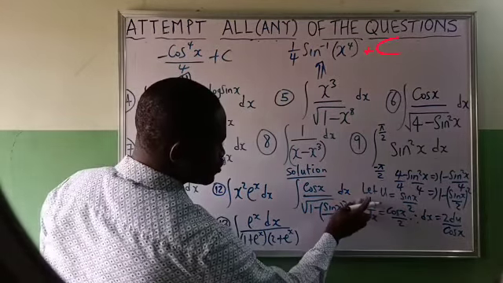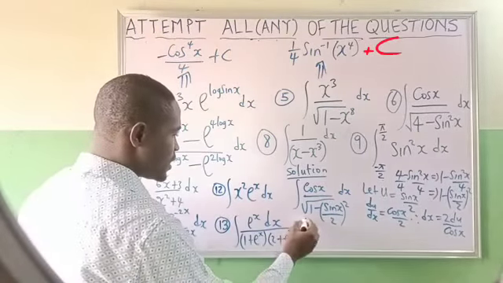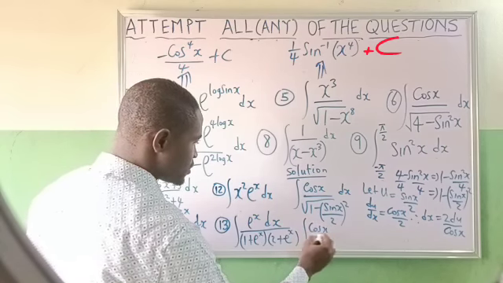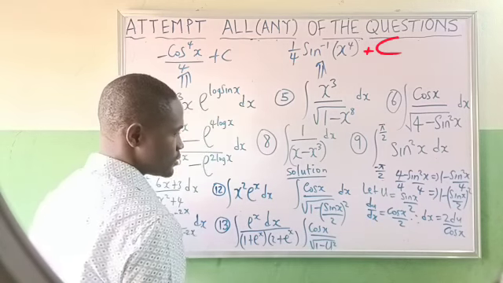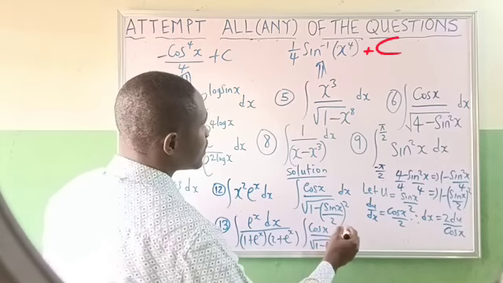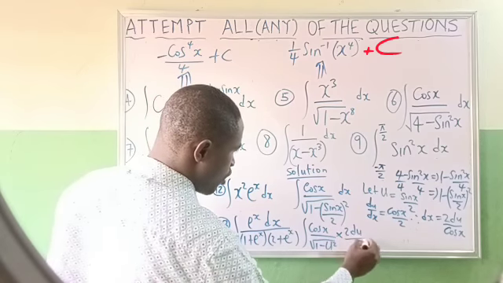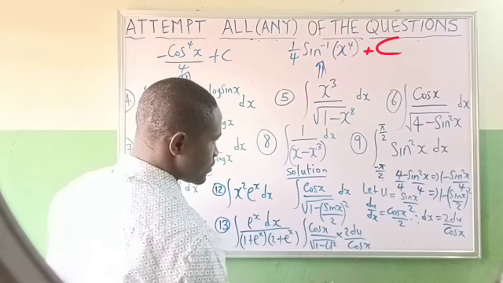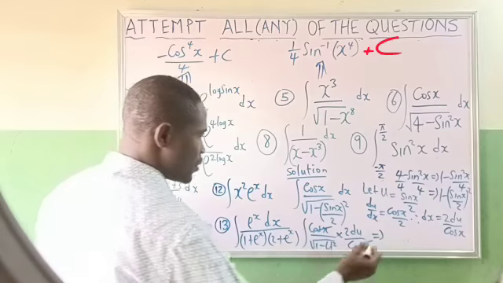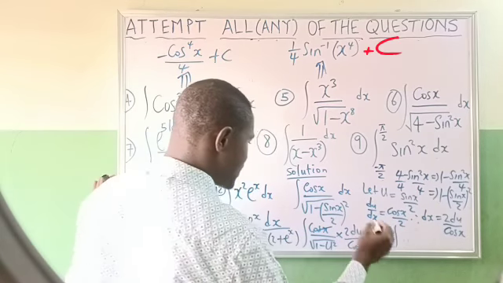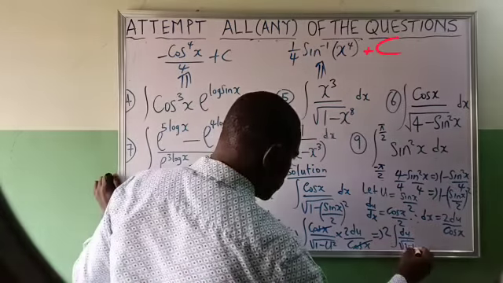This will come down. This time is 2 du, this will go up, this will come down. We carry it and put it here. We now say this means cos x all over square root of 1 minus u squared, times 2 du all over cos x. So I have to cancel this. We bring the 2 out: 2 integral du all over square root of 1 minus u squared.